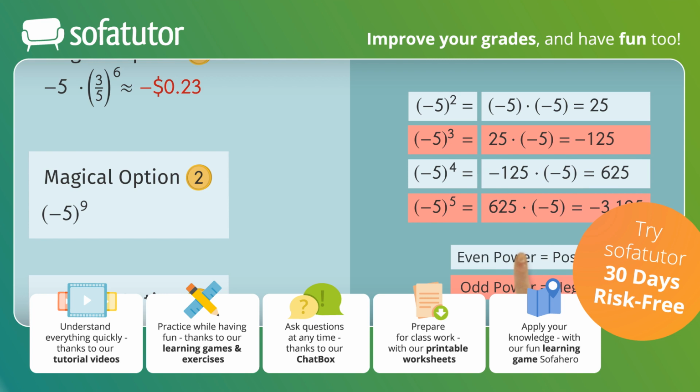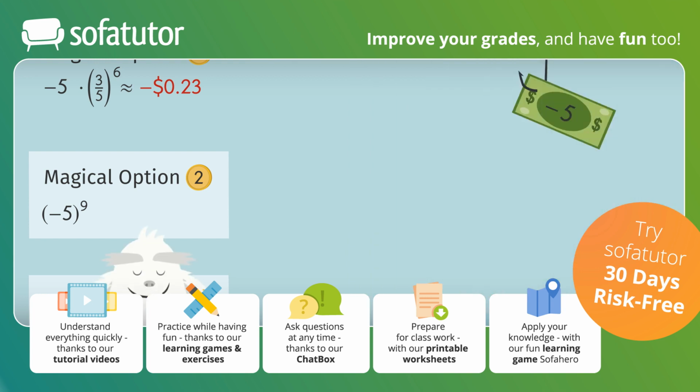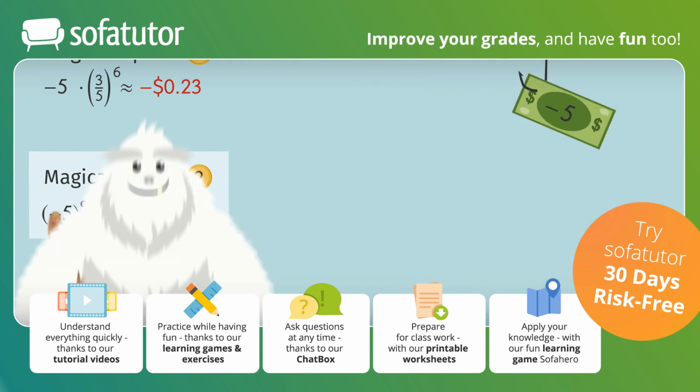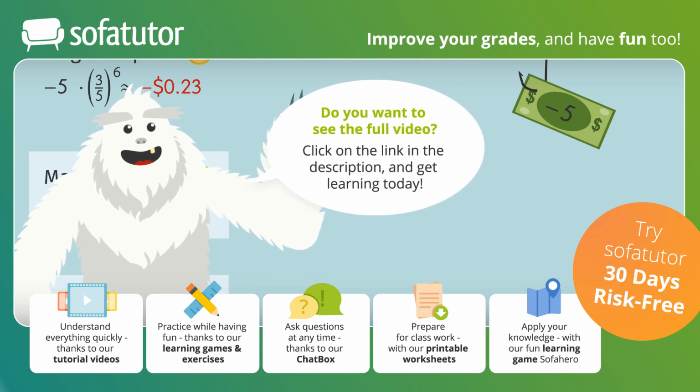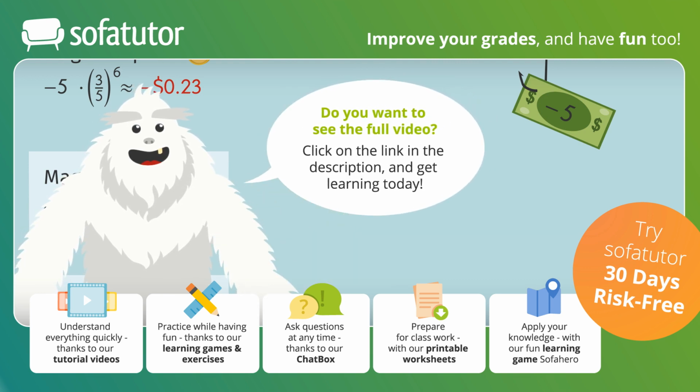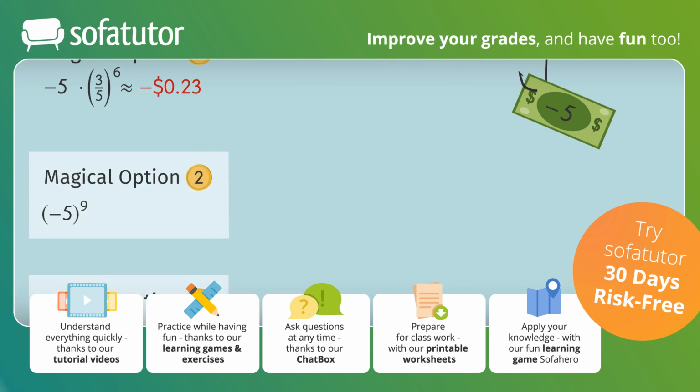A negative base raised to an even power always gives us a positive result, while a negative base raised to an odd power gives us a negative result. So with that in mind, which amount of money would you rather have? -$5 raised to the 9th power, or -$5 to the 8th? (-5) to the 9th is a negative base raised to an odd power. So the result will be negative.